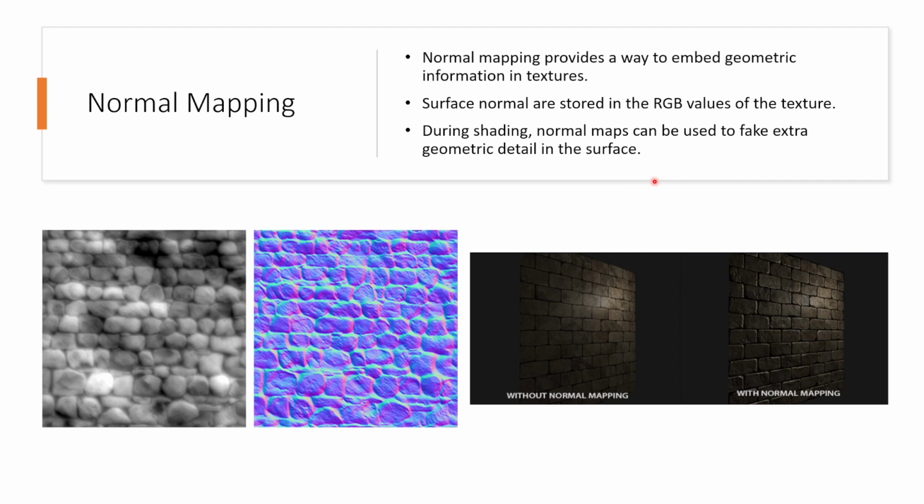And during shading, we're able to utilize these normal maps to fake extra geometric detail. And this is really just best shown, like many things in computer graphics, with a picture. As we can see here, without normal mapping, the surface is extremely flat. However, with normal mapping, there's a clear definition of the bricks and much more complex lighting. However, the amount of geometric detail in these two images is identical. So normal mapping allows us to increase the visual fidelity of the mesh without actually increasing the geometric complexity.